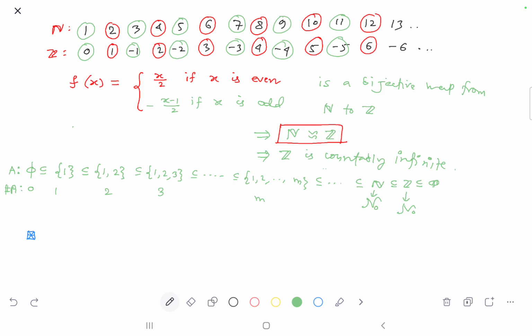Now what happens with the rational numbers? Is the set of rational numbers countable? It was trivial that the set of integers is countable, because we can give this type of bijective map. Before going to the set of rational numbers, let me talk about the positive rational numbers only, Q plus, all positive rational numbers.